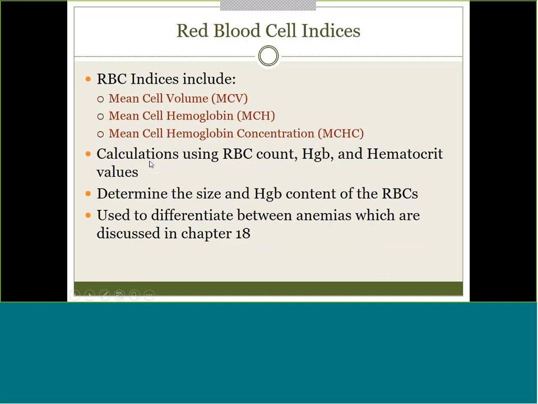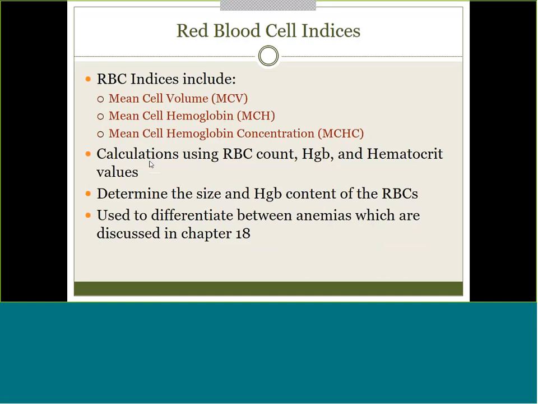Red blood cell indices are next. So we use the red count, the hemoglobin, and the hematocrit values all to help determine these red blood cell indices. These are going to become crucial when we get into the anemias. We talk a lot about these because we categorize our anemias according to these.